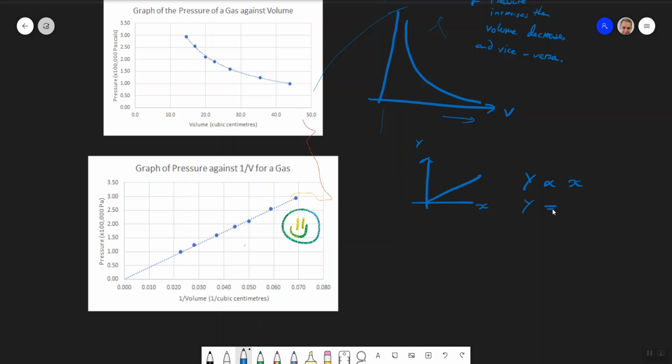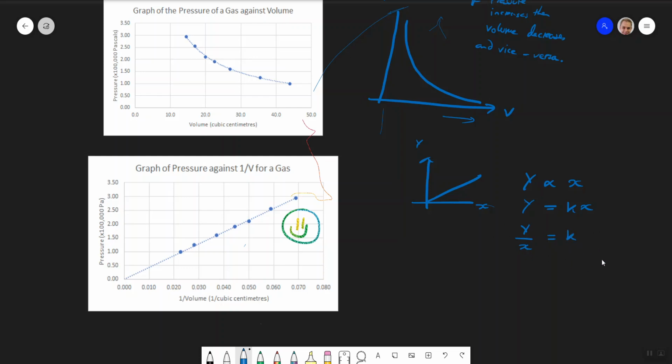y is equal to some constant times x. So this is a constant, it has a value. That's what this kind of thing tells you. It's a constant gradient. That also means we can say that y divided by x is equal to some constant.